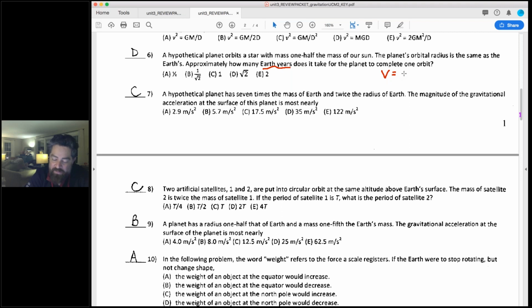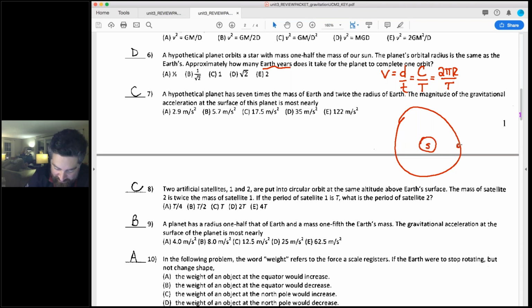Orbital speed, very generally, we can say is distance over time. Specific to circular motion, we can say that it's the circumference of the circle over the period, where the circumference of the circle is 2 pi r, so v equals 2 pi r over period. So now we can look at this problem. In question number 6, we have this hypothetical planet orbiting a sun. Here's the sun, and here's the planet. And we know that there's only a force of gravity between the planet and the sun that's causing that center-seeking force, or centripetal force.